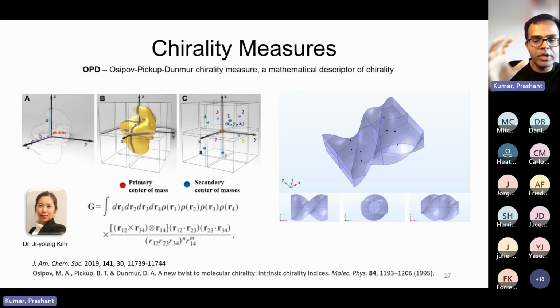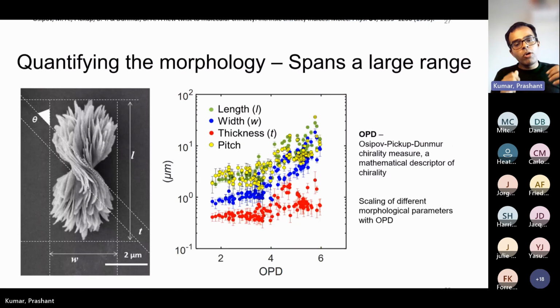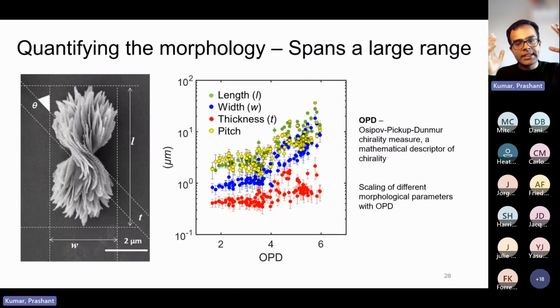So I'm just giving you a very brief overview of the system. You can read more about this in this original paper by Osipov, and these are called OPD indices. So what OPD indices do is they distill your length, width, thickness, and pitch into a single parameter. And what I've done is I've measured all these length, width, thickness, and twist angle from the SEM images, converted them into the OPD indices, and you see that there are these empirical relations.